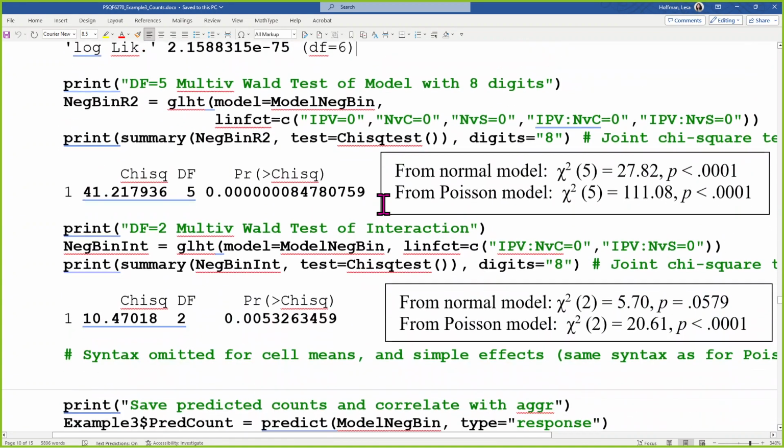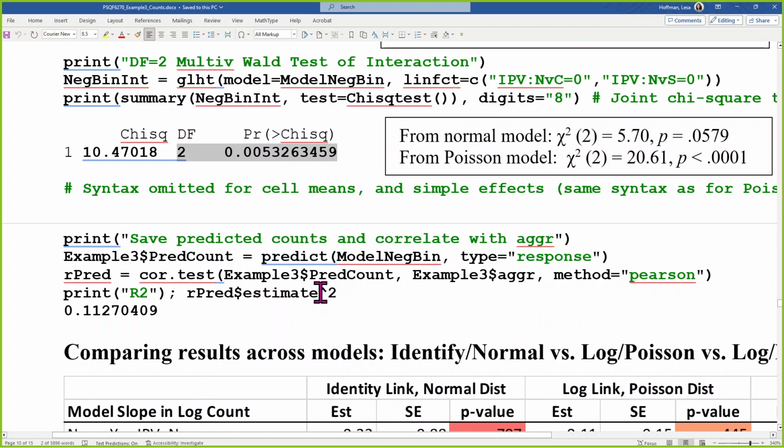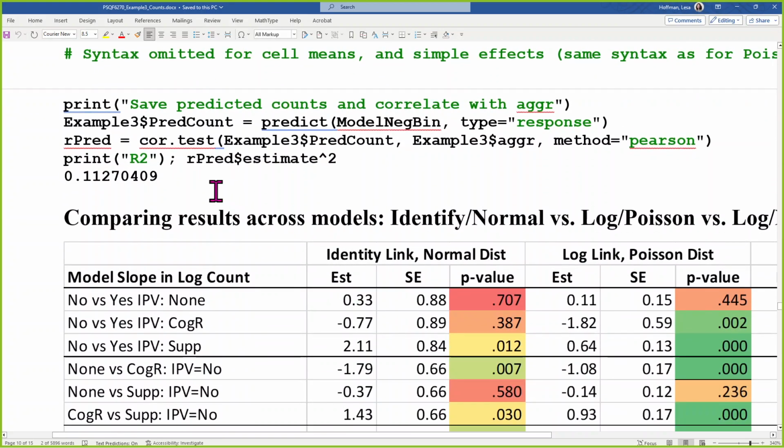All right, so then I did the usual hypothesis test. Interaction term is still significant, so hooray, hooray. And then I did the same step in terms of computing an R square. So I built a new column in my data set out of the predict function. Type equals response means save the predicted counts, not the log counts, but the count counts. And then I correlated the two of those and squared that correlation, and I end up with this. So same answers with respect to that.